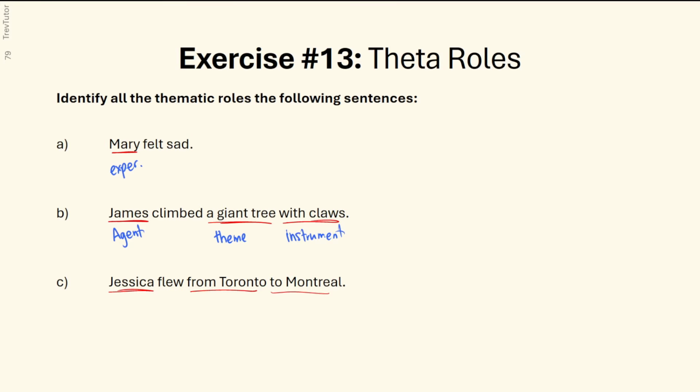Now, in "Jessica flew from Toronto to Montreal," is Jessica an agent or an experiencer in this case? I mean, we can say it's an agent because you make the conscious decision to fly. And if we were to compare this with a bird or something, the literal meaning changes a little bit, but still, Jessica is initiating the action of flying. It's coming from Toronto to Montreal. So we have a source where it's coming from and a goal to where it's going. So Jessica flew from Toronto to Montreal.